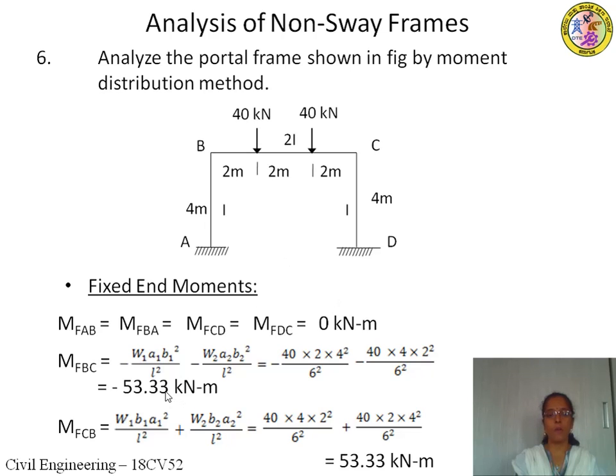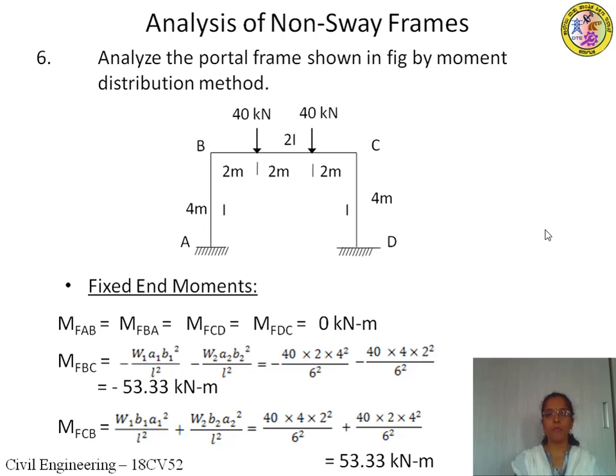You can observe these two are the same, only with opposite sign, because the loading is the same. If it had another value, say 60 kilonewton, then these values would change, and it would become a sway frame because the loading is not the same in that case. Since it is the same in this case, you should get the same values for MFBC as well as MFCB.